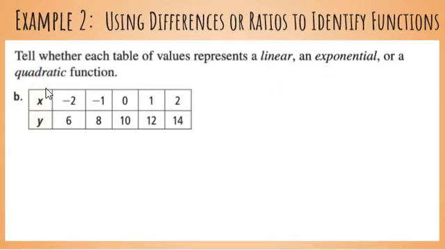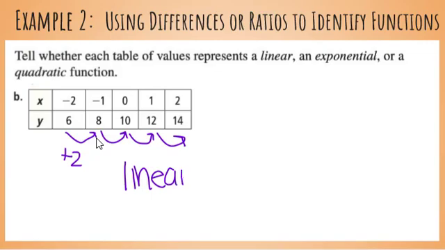Again, this is still example 2. We're looking at how we're getting from one number to the next in this table. From 6 to 8, I'm adding 2. From 8 to 10, I'm adding 2. From 10 to 12, I'm adding 2. And 12 to 14, again, I'm adding 2. So since we're adding 2 each time, this function is linear.